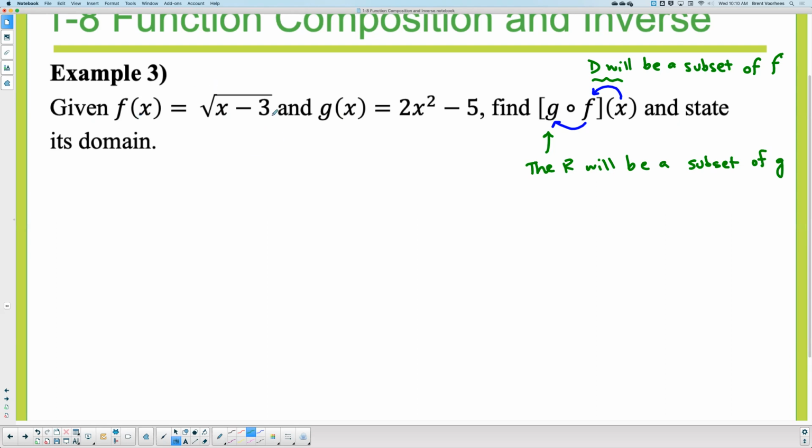Okay, what do we have going on? We start with f. What do we have going on in f? Square root. What are you not allowed to take a square root of? A negative number. So that means x minus 3 cannot be negative. How does that translate into a math symbol? What does it mean if it cannot be negative?